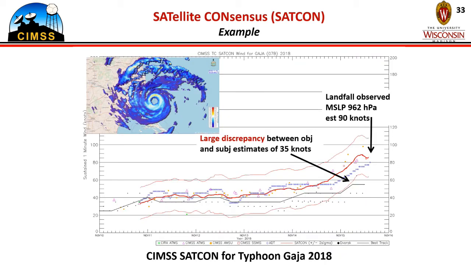Here's another example, this one for Tropical Cyclone Gaja in 2018. This example highlights the differences between the best track in black and the SATCON. It should be noted that the SATCON was validated at landfall when a direct observation of the storm intensity was made. You can see the observation of 962 with a wind estimate of about 90 knots was much closer to the SATCON and ADT estimates than the official best track estimate.